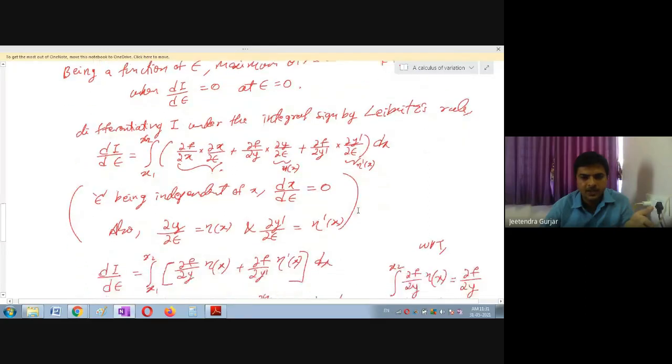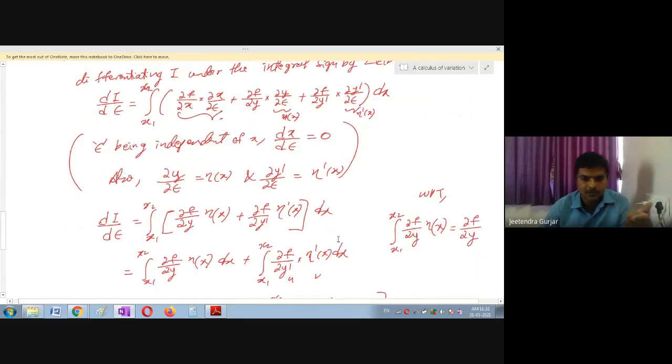You can simplify. The first part is 0 because x is independent of epsilon, therefore dou x upon dou epsilon becomes 0. Then dou y upon dou epsilon is the extra part, so we take this as nu of x, and dou y dash upon dou epsilon we take as nu dash of x. Just simplify and you will get this integration. If you want, you can integrate this and substitute the values, but it is not required.